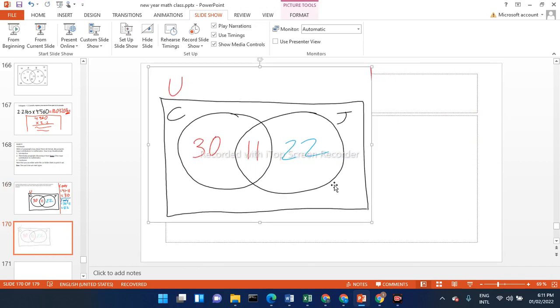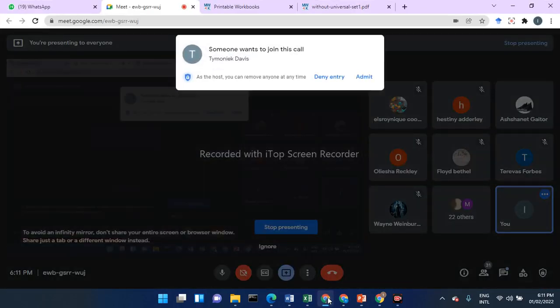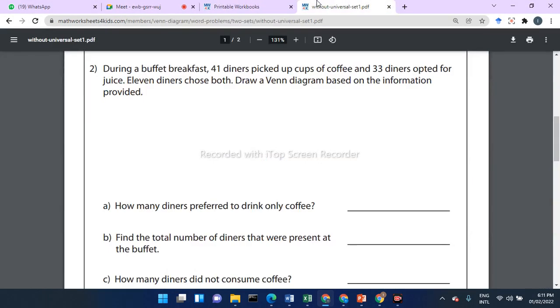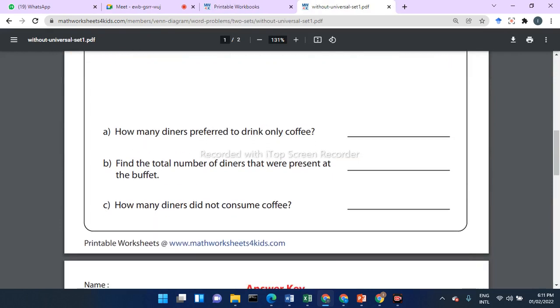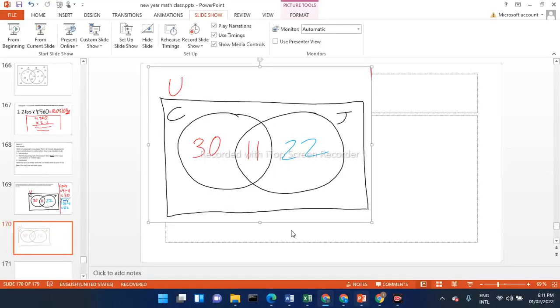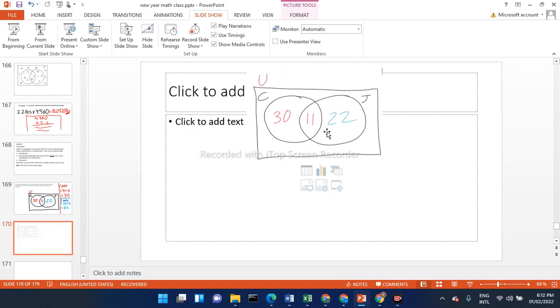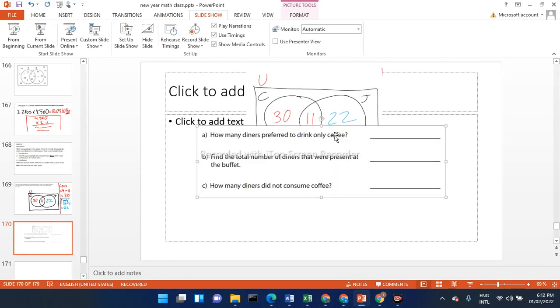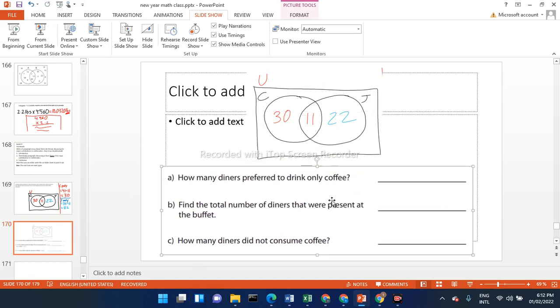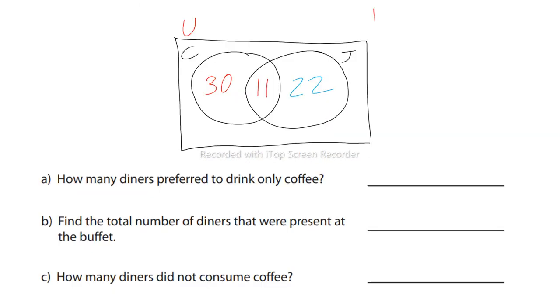All right. So based on the Venn diagram, let's answer the following questions. Okay. So the first question says, how many diners? So write these questions down for me. And once we're done, I want to see your set and I want to see these answers. Send them to me once you finish.